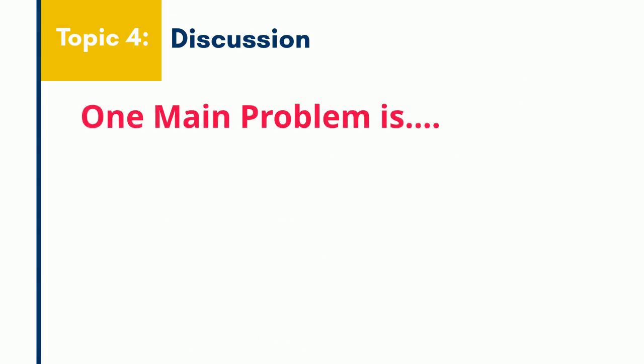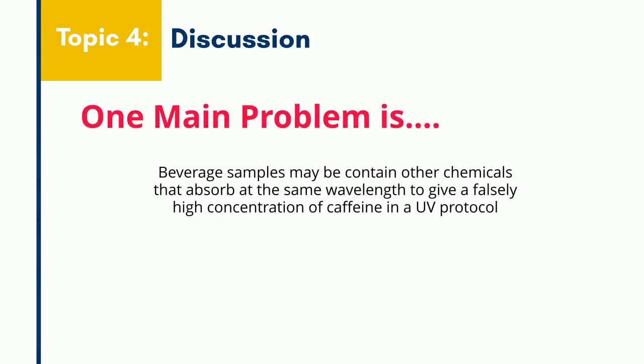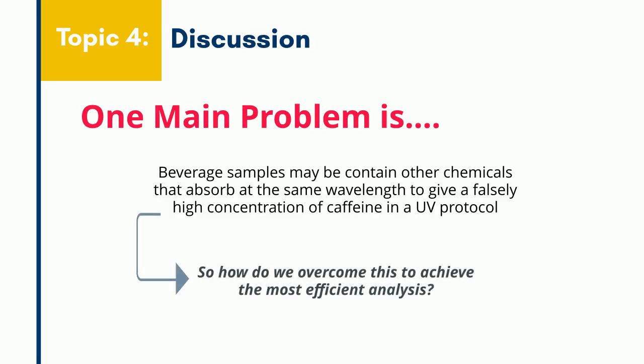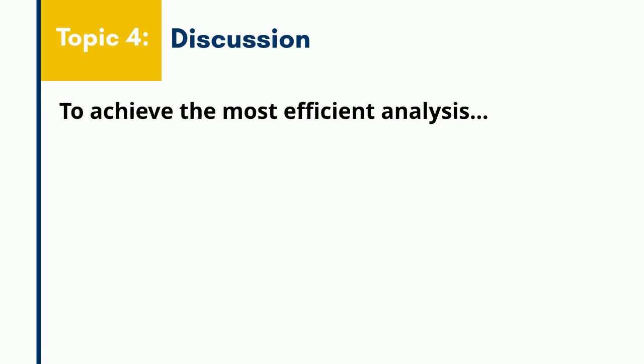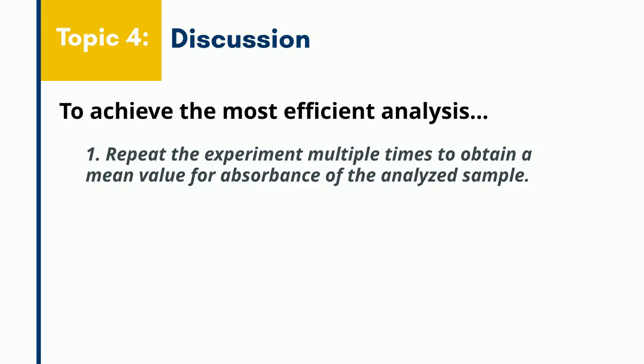One main problem is the beverage samples may also contain other chemicals that absorb at a similar wavelength with caffeine, and this gives a high concentration of caffeine in a UV protocol. So how do we overcome this to achieve the most efficient analysis? First, we can repeat the experiment multiple times. In this way, we can determine if the data was just a fluke or represents the normal case. In short, it gives validity to the test results obtained.